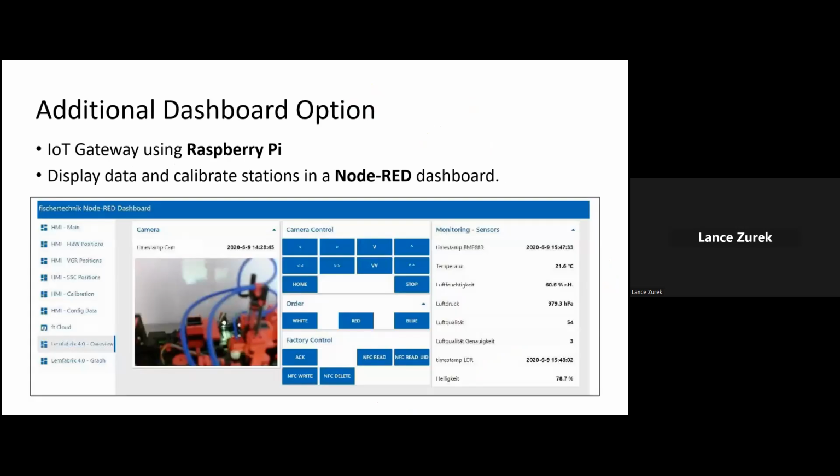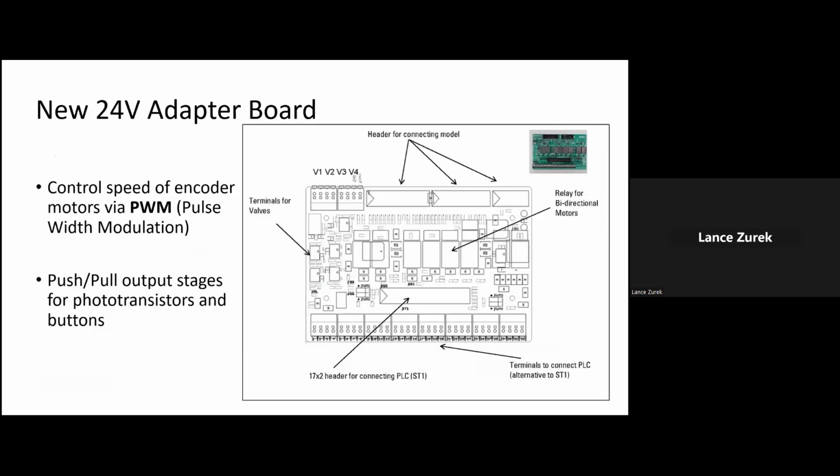Now, in addition to the TXT controller being used here, there is also an IoT gateway using Raspberry Pi with Node-RED. Now, this allows the option for not only presenting and using data on a dashboard in the FischerTechnik cloud, but also to be able to display data and calibrate stations of the factory in a Node-RED dashboard if you chose. Now, the model also incorporates newly developed 24-volt adapter boards to interface with the PLC.